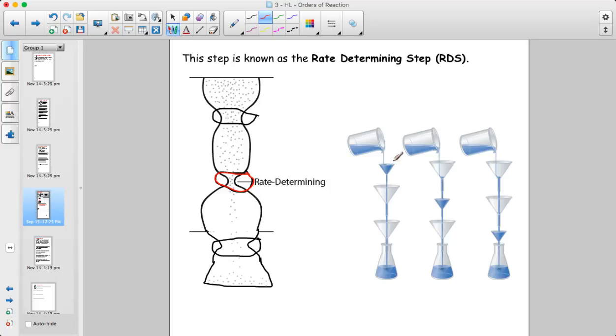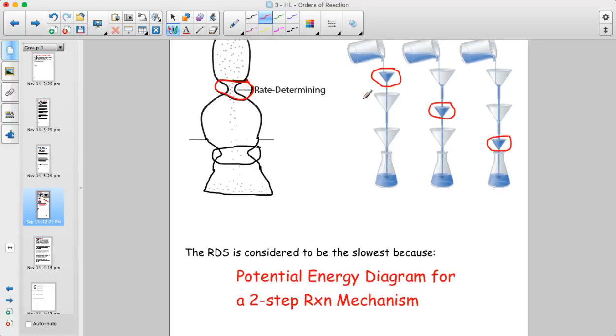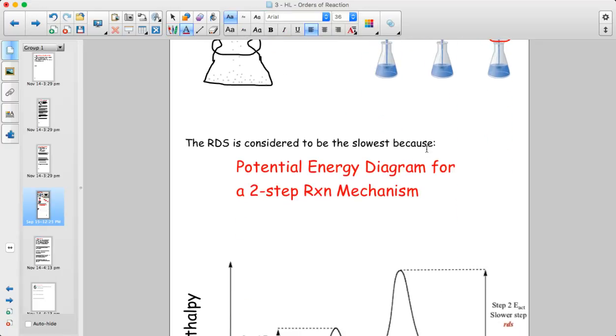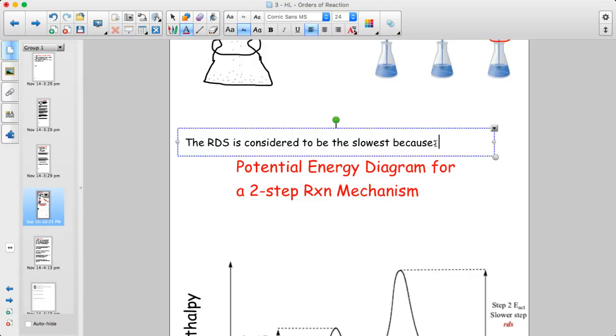Similar analogy is using the funnel. The little funnel in these setups represents the rate determining step for getting the water from point A down to point B. Doesn't really matter about the other 2 funnels because the water is going to get backed up by this really skinny funnel. And so once it gets through the skinny funnel, it's just going to fly through the next couple of funnels. So really all that matters in this setup is the skinniest funnel. That represents the rate determining step. We abbreviate it RDS for simplicity. The rate determining step in a chemical mechanism is considered to be the slowest because it's considered to have the highest activation energy.